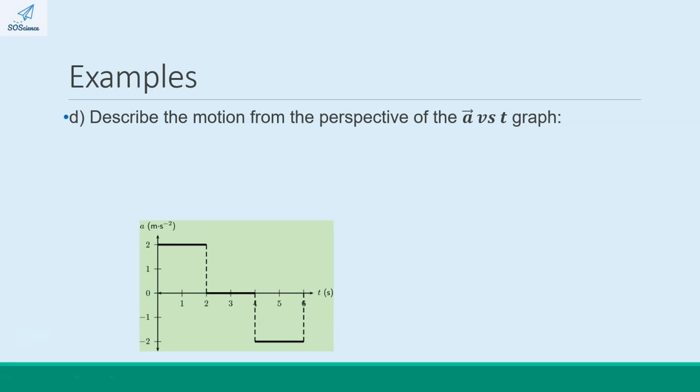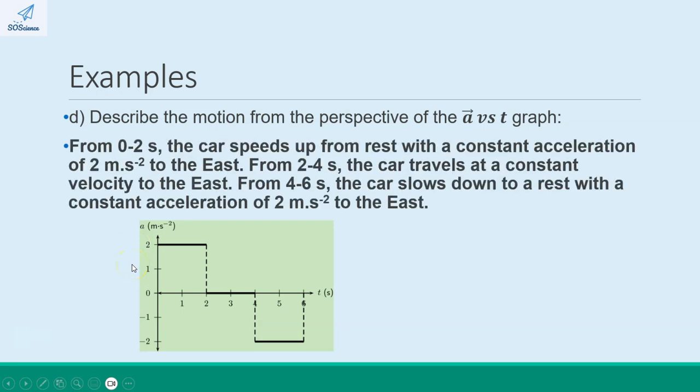And let's describe the motion from the perspective of the acceleration time graph. So from 0 to 2 seconds, the car speeds up from rest with a constant acceleration of 2 meters per second squared to the east. So you can see that the values on the y-axis that we're representing are different for velocity and for acceleration.